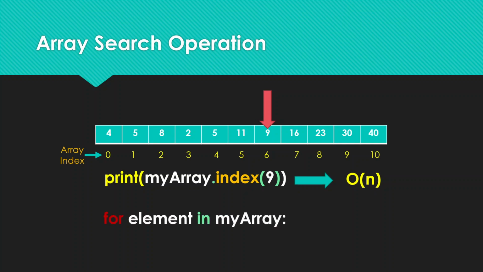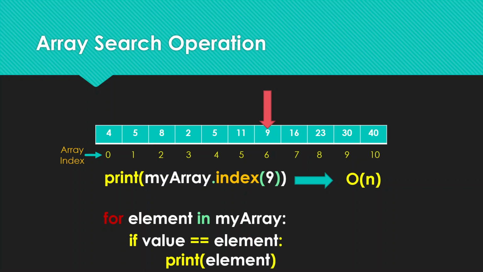The other way is by simply looping through the array. You can write a for statement like that, and then inside it you do an if statement to check if the value you're searching for is equal to the element at a particular position in the array, and then maybe you print the element. This operation, of course, as you might have guessed already, is also an O of n operation.